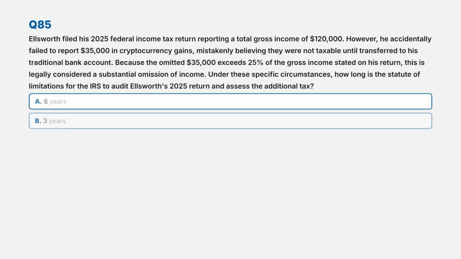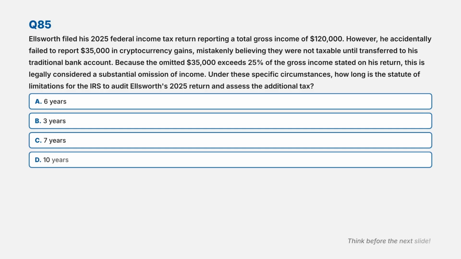Question 85. Here's the scenario. Ellsworth filed his 2025 federal income tax return reporting a total gross income of $120,000. However, he accidentally failed to report $35,000 in cryptocurrency gains, mistakenly believing they were not taxable until transferred to his traditional bank account. Because the omitted $35,000 exceeds 25% of the gross income stated on his return, this is legally considered a substantial omission of income.